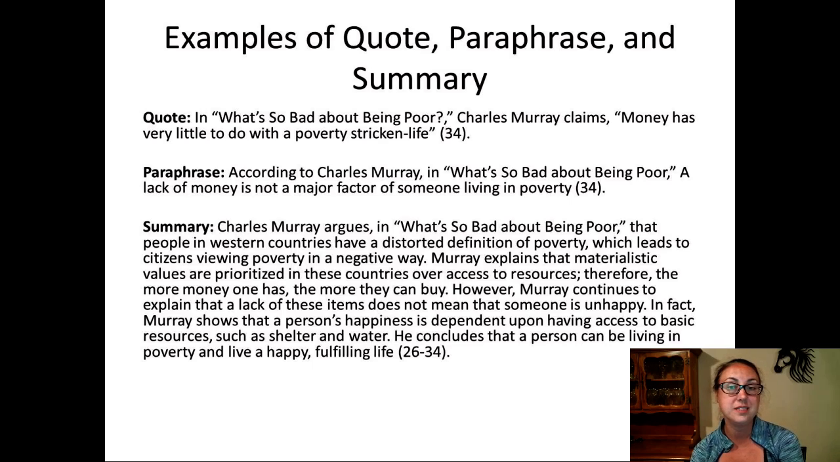And you'll see that the paraphrase does not have quotation marks around it because it is not a direct quote. So it says, according to Charles Murray in What's So Bad About Being Poor, a lack of money is not a major factor of someone living in poverty. This is the quote, but paraphrased. So in other words, I took the exact same quote that I'd been using and I put it into my own words. You'll see that it's not just swapping a word here or there. It still has the exact same meaning. I didn't change the meaning at all. I just put it into my own words. Again, it has to follow with page 34, that's where it came from in the book. In-text citation still needs to be there.